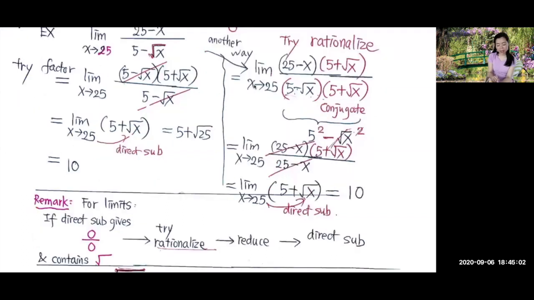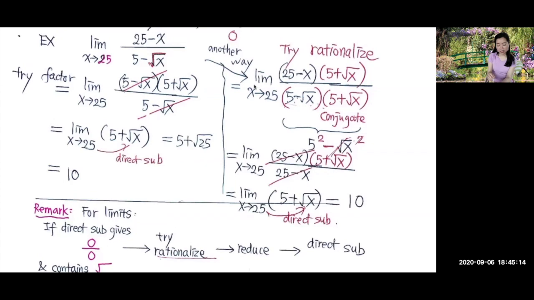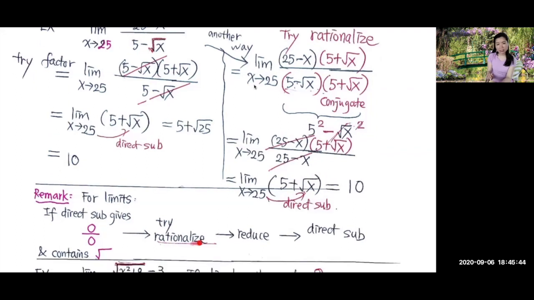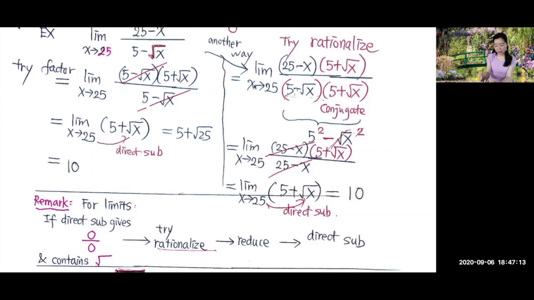So I'm going to make a remark here. When you take the limit of a quotient, and direct substitution gives you 0 over 0, like this one, and also either the numerator or denominator contains a square root sign, like a number or an expression plus or minus a radical, then we can try to rationalize it. You can rationalize it by multiplying by the conjugate of that. And after that, you can reduce, and later do a direct substitution to find the limit.